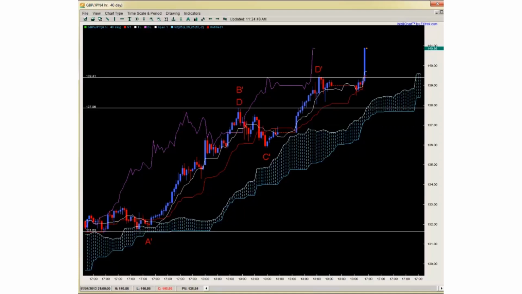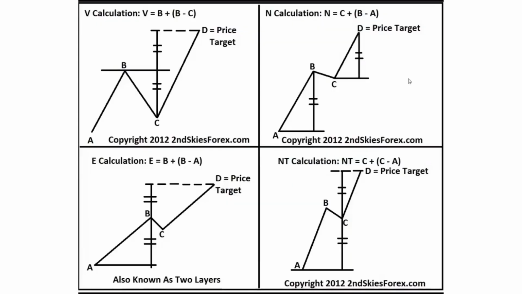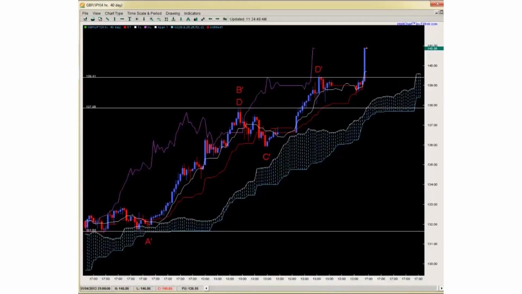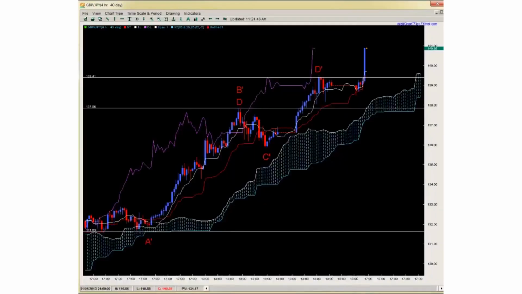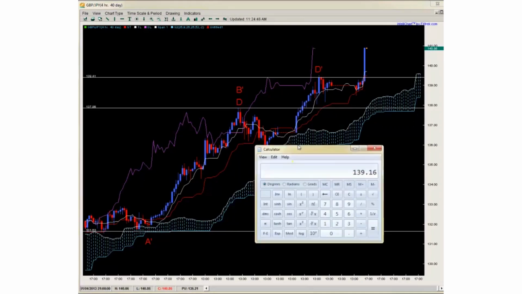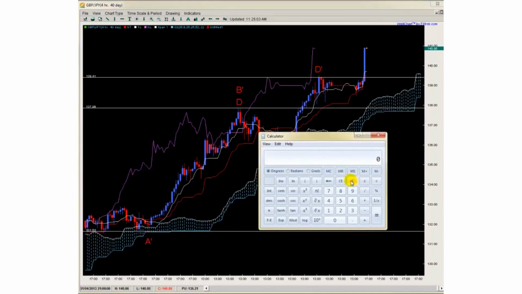So, okay, let's pull out the N calculation again here, which is we need to subtract A from B and add it to C. I keep forgetting that. Okay, yes, A from B and then add it to C. So bring out Mr. Calculator again. Subtract A from B. We know what B is. B is 137.86 minus 131.63 equals 6.23.